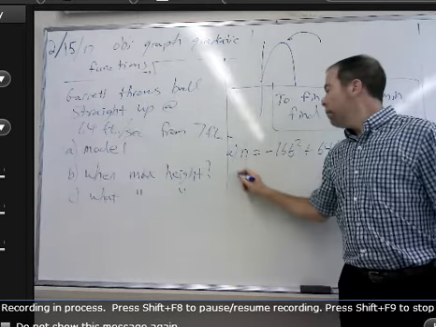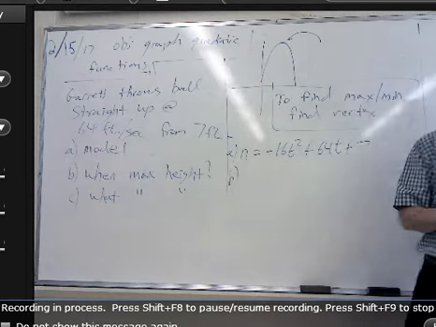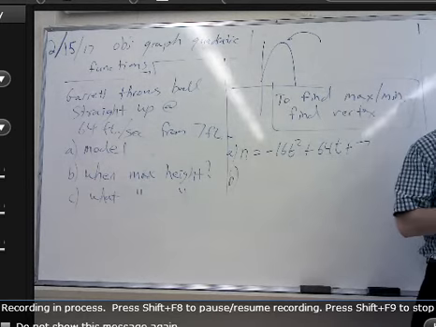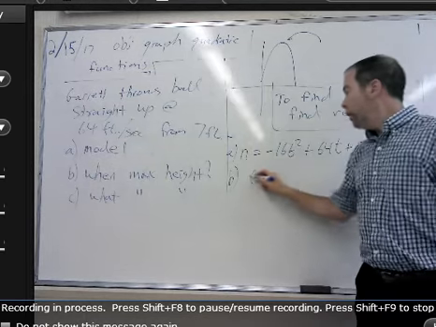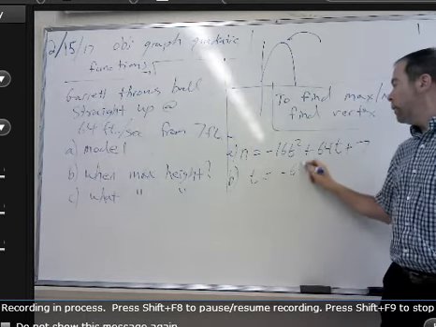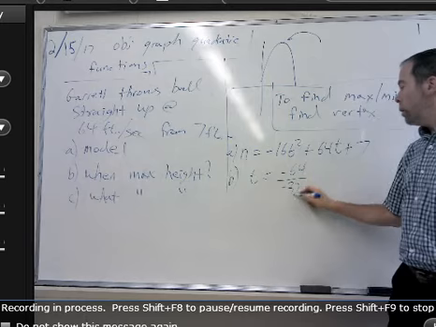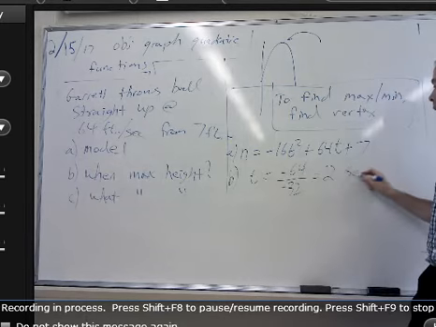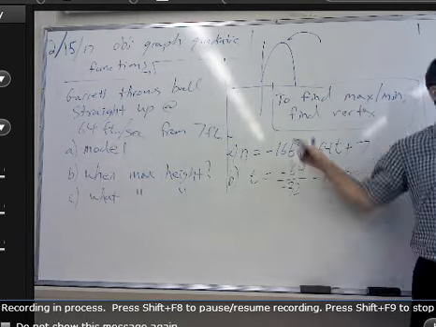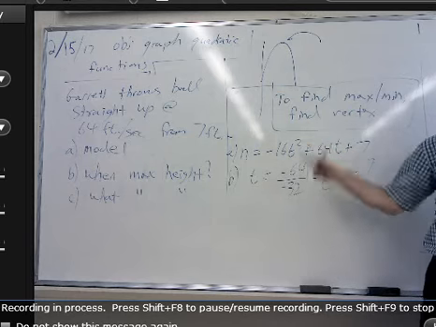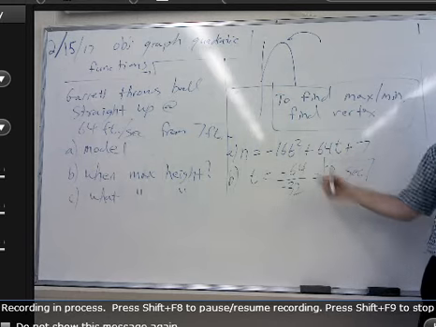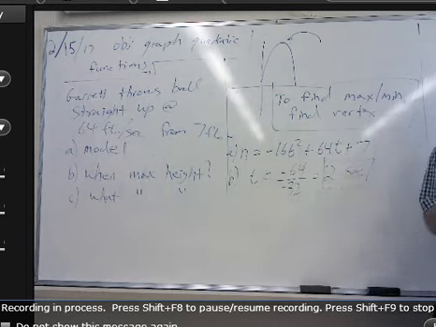Part B, find when. In other words, we want to find t, the first coordinate of the vertex. So t equals negative 64 over negative 32, which equals 2 seconds. I just used negative b over 2a. Obviously, I'm rushing now because we're running out of time. Right, negative b over 2a. 2 seconds is when it reaches its maximum height.